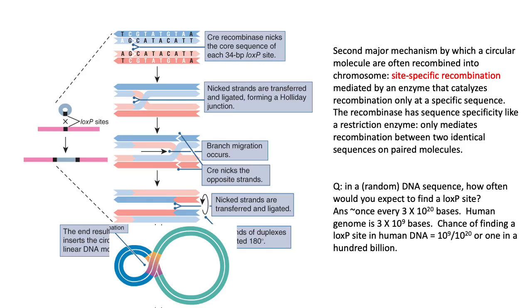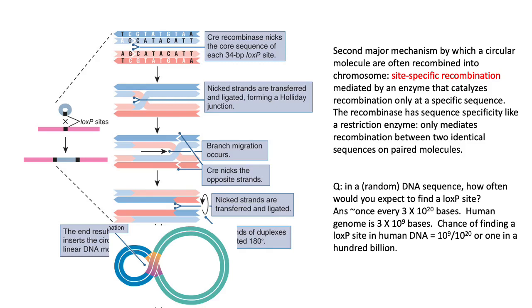The human genome is only 3 times 10 to the 9th. So the chances of encountering a LOXP site randomly in the human genome is almost nil. It's 1 in 100 billion. Okay? So I don't believe there are any LOXP sites natively in the human genome. It's a bacterial thing.